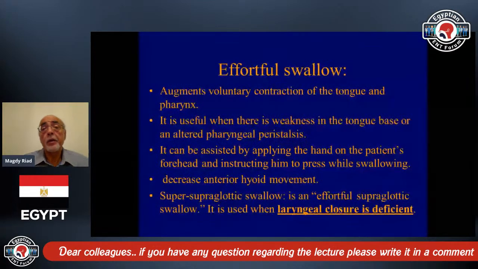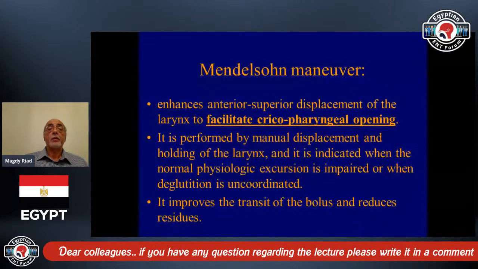There are certain maneuvers. One of them is Mendelssohn's. Mendelssohn has devised this maneuver in which if you have a slow or a weak movement of the larynx and the neck, it doesn't move upwards and forwards easily, you could try actually to simulate the action digitally. And by doing this, you hope that the muscles are going to work better. And this obviously opens up the cricopharyngeus muscle.